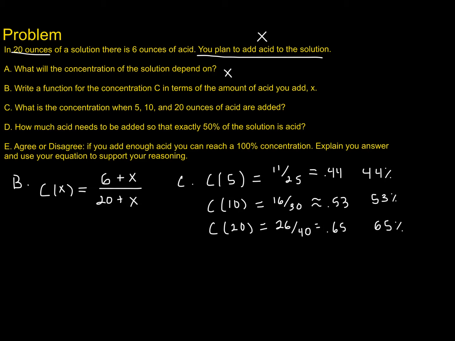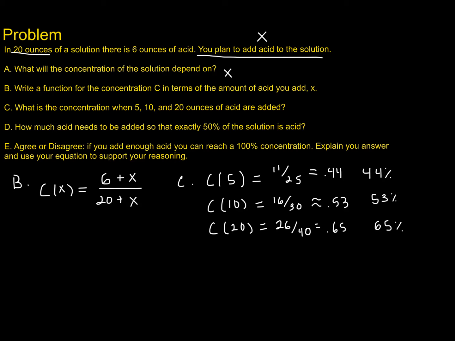Alright, so now I'm going to go ahead and compute the concentration when I'm adding 5, 10, and 20 ounces. And so here's my computation, C of 5, C of 10, and C of 20. And I can see here that I'm going to get a decimal, and I'm going to convert that to a percentage. So my concentration when I've added 5 ounces is going to be 44%. When I've added 10 ounces, 53%. And when I've added 20 ounces, it's going to be 65%.